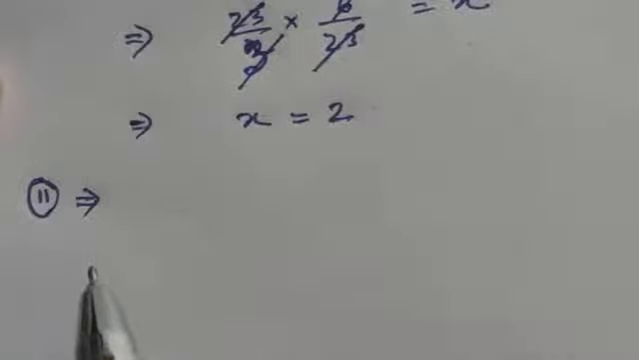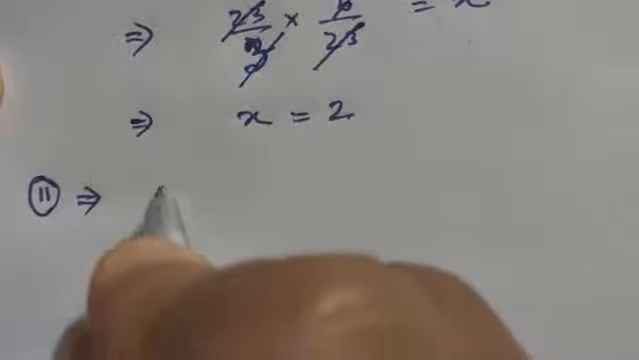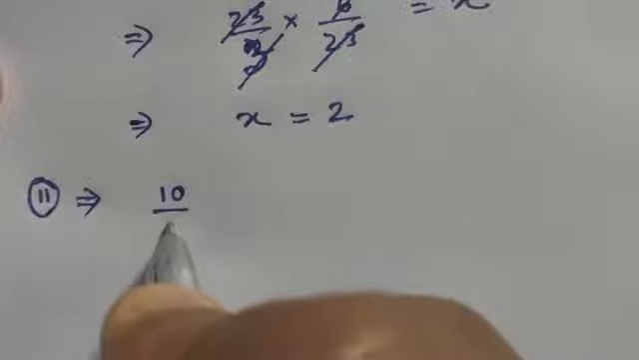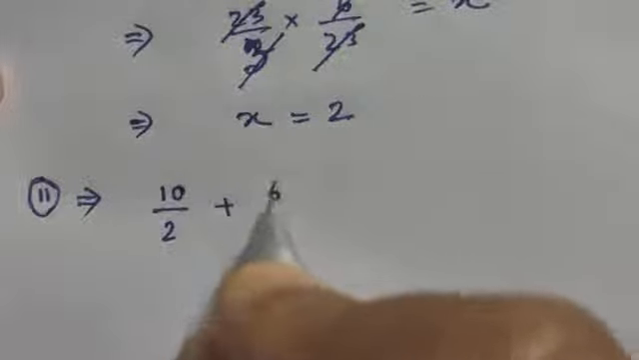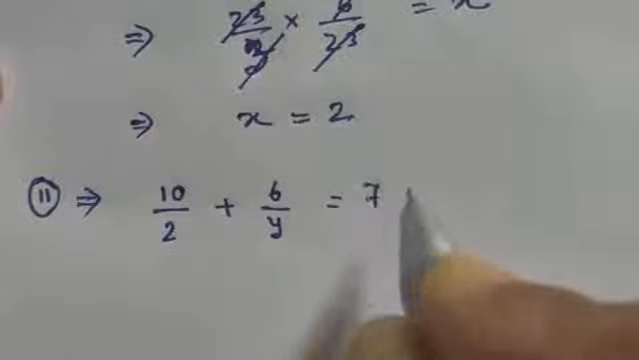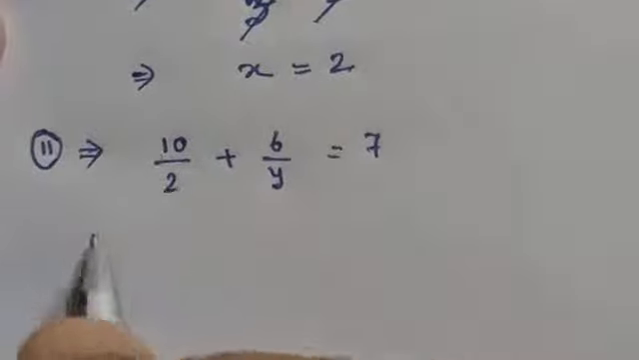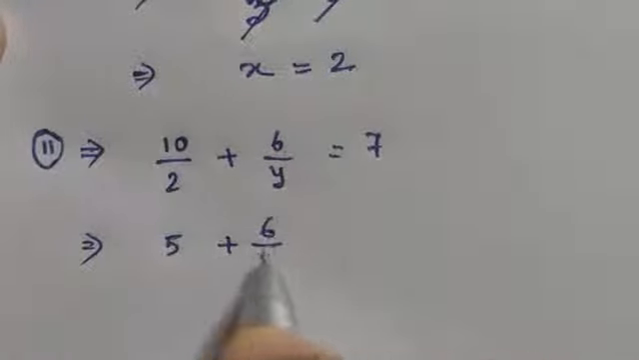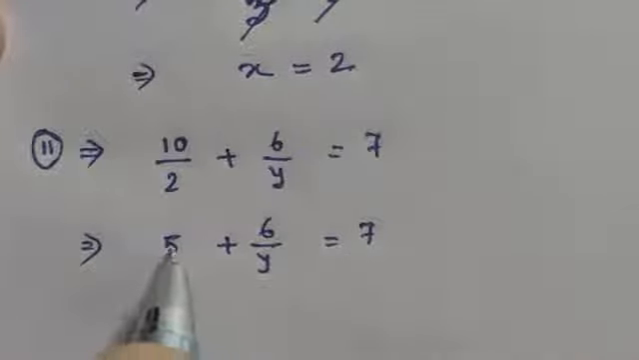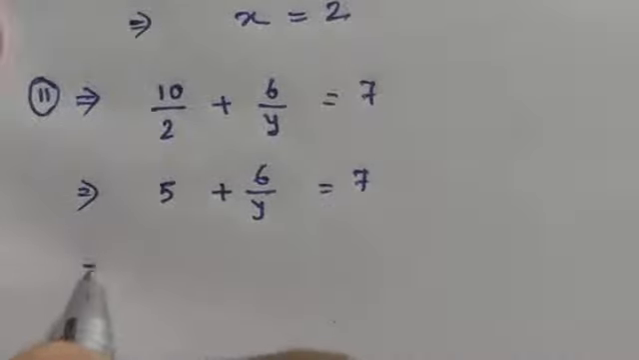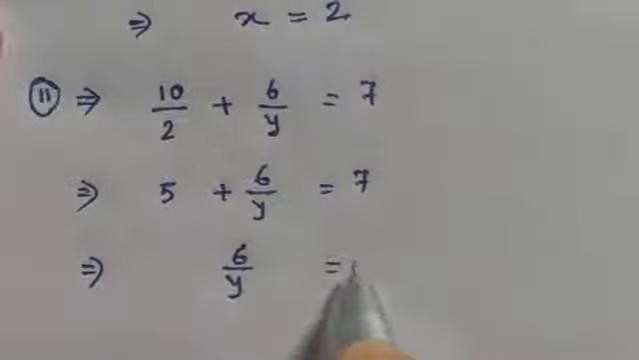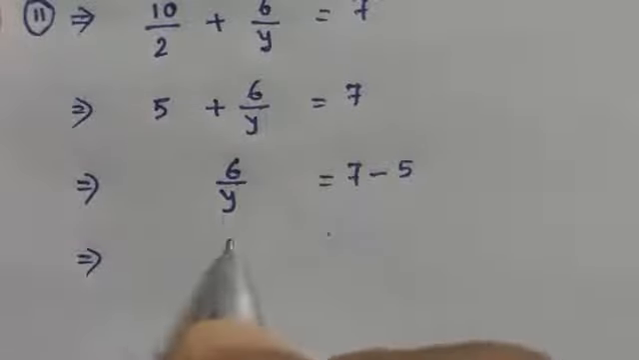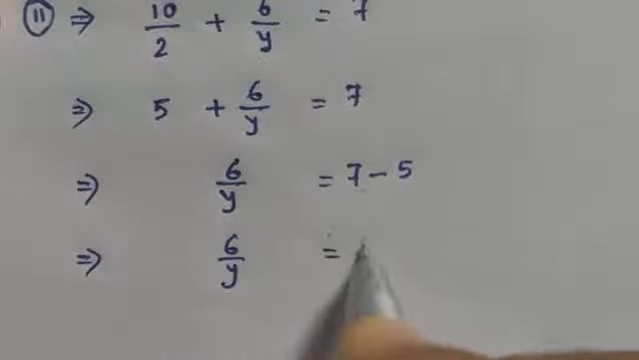So I am writing as now equation 2 implies 10 by x was there. In place of x, I am going to substitute its value. So 10 by 2 plus 6 by y was there is equals to 7. Now 10 by 2, all of you know it is 5. As you know, this is 5. Then 6 by y is equals to 7. Let us shift this 5 the other side. Then it will be 6 by y is equals to 7 minus 5. Okay? So 6 by y, 7 minus 5, all of you know it is 2.